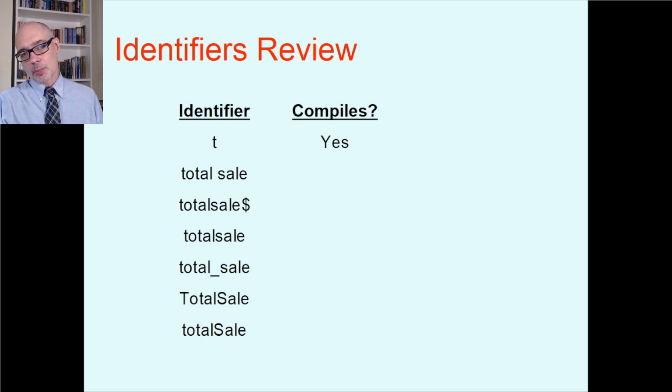You saw me compile a program earlier that has variables X, Y, and Z, so that's permissible. It starts with a letter, right? It doesn't start with a digit. There's no weird symbols in it. That is compilable by C++.